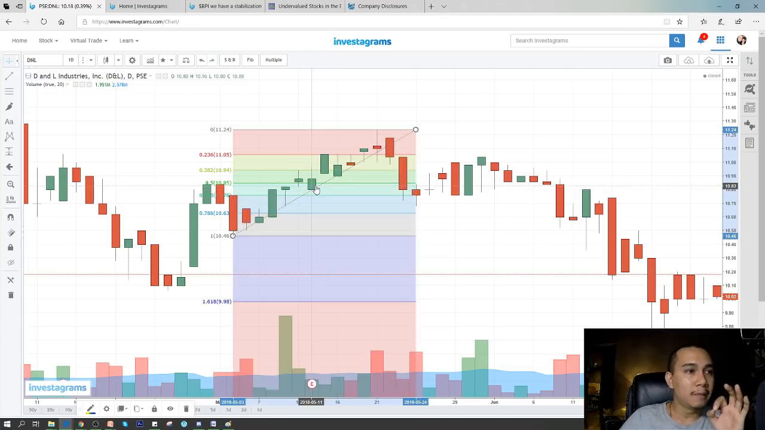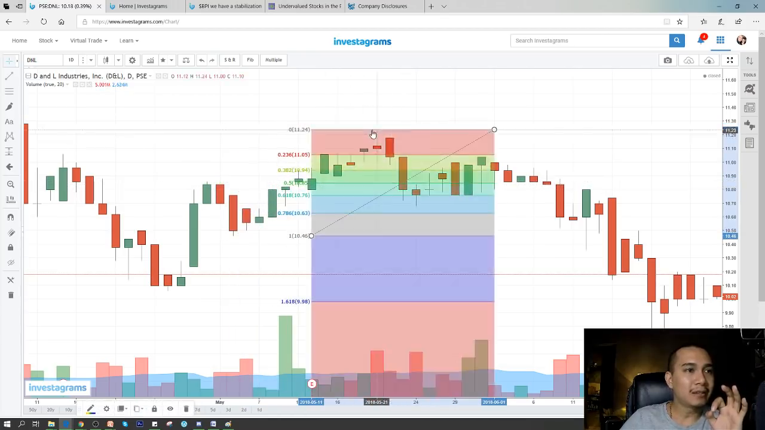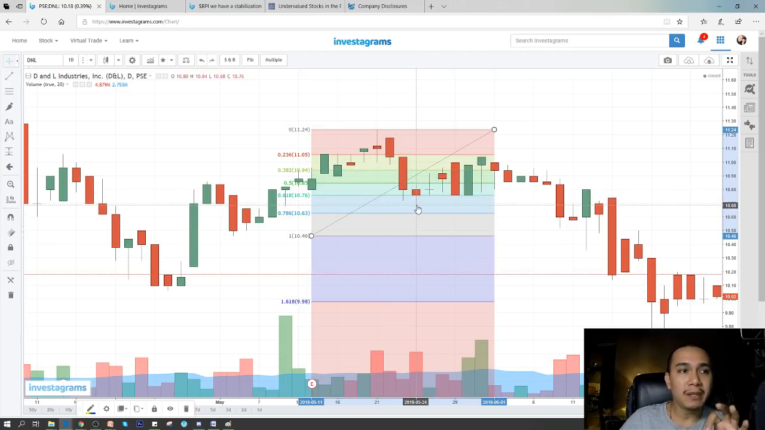So basically, I'll just move this to the side so that you'll see it. Basically, the second retracement went lower than 61.8%, 0.618. And Fibonacci says if it goes beyond that, usually it's a reversal. And look at that bounce right there. After that, we have a lower high already. So, nag-downtrend na nga siya.